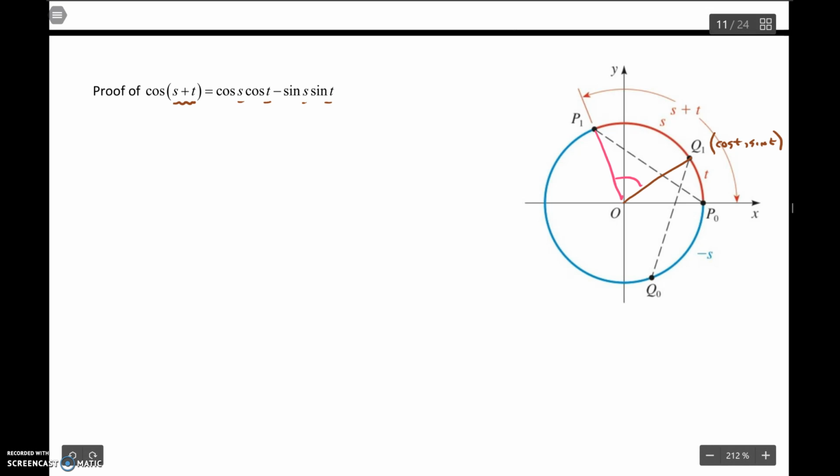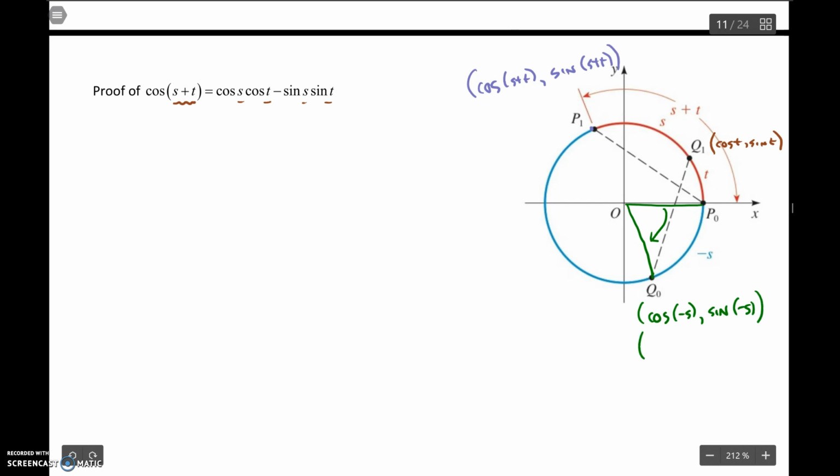Sorry, I got interrupted here. So then this would be angle s, and this would be angle t. So this whole angle here would be s plus t. So this point would have the coordinates cosine of s plus t, sine of s plus t. And then they said, well, now let's take this angle here, this negative s, and move it down there. So that means this point would be the cosine of negative s, sine of negative s.